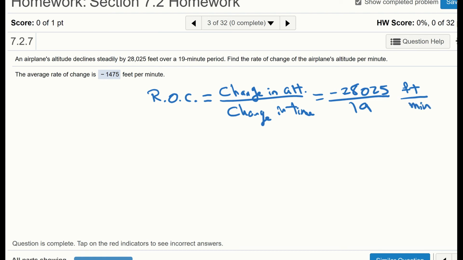All right, so if you calculate that, you'll get negative 1475 feet per minute. So they tell you how much it had declined in altitude over 19 minutes, but they wanted you to find out how much that translates to in feet per 1 minute, which is what this rate of change is giving us.